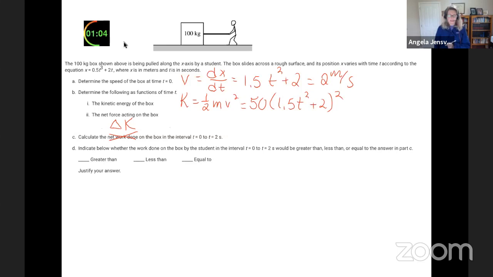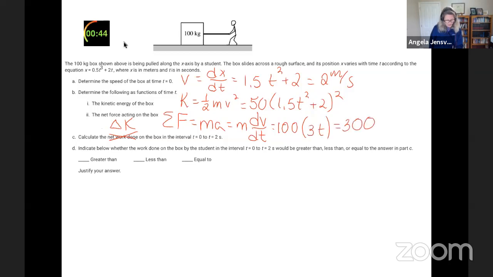The net force acting on the box. Okay, so that is sum of forces, which is equal to mass times acceleration. Acceleration is the derivative of the velocity function. So let's take our mass, 100 kilograms, multiplied by the derivative of the velocity function, 3t, and you get 300t. There's your expression for the sum of forces at any time.